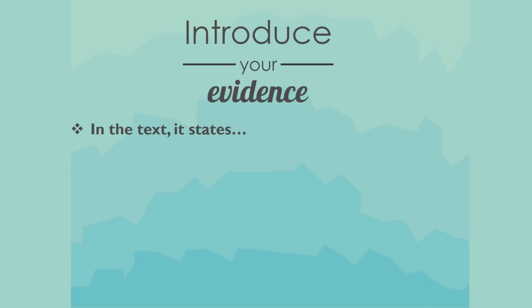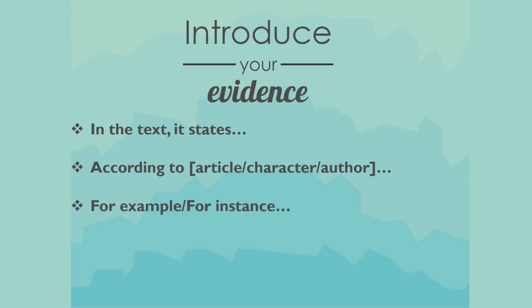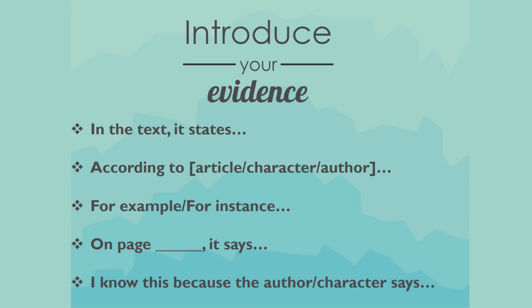So one thing that you could say is, in the text it states this. You could also use according to the article or the character or the author, whatever you want to put there. Another one is for example or for instance, or on page blank it says this, or I know this because the author or character says this. Obviously that last one can only come if you give me some sort of response, some sort of answer before that sentence. So you're not limited to these introductory phrases, but these are definitely good go-tos when you're working to introduce your evidence.